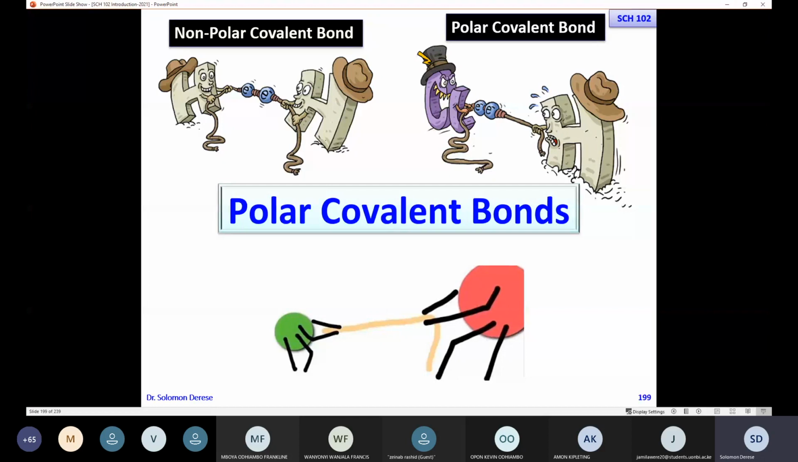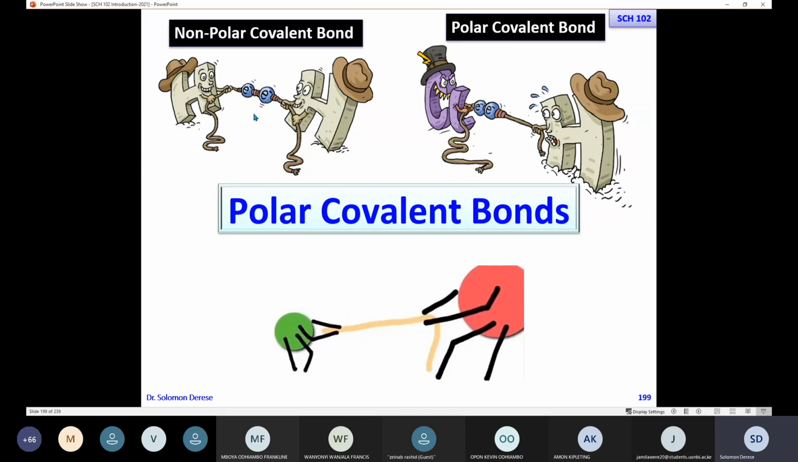Polarized views. Okay, but when you have a covalent bond between two identical elements or elements that have the same or nearly the same electronegativities, the electrons of the covalent bond will be shared equally. So as a result, you will not see one center having excess of electrons, the other center having deficiency of electrons.